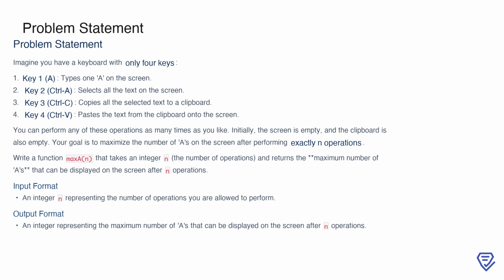Now, the challenge is this: you start with an empty screen and an empty clipboard, and you are given exactly n operations to perform. Your goal is to use these keys in a way that maximizes the number of A's displayed on the screen after completing all n operations. To solve this, you'll need to write a function called maxA that takes the input n and returns the maximum number of A's you can achieve on the screen.